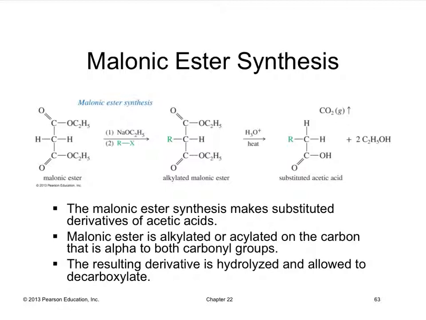Malonic ester. So this is a malonic ester. In the presence of base, it'll deprotonate right here, and then this will serve as a nucleophile. And actually, instead of adding protonated water, you can do SN2 and substitute and add the R group right here. And then when you add protonated water and heat, you can have decarboxylation occurring and generating your substituted acetic acid.